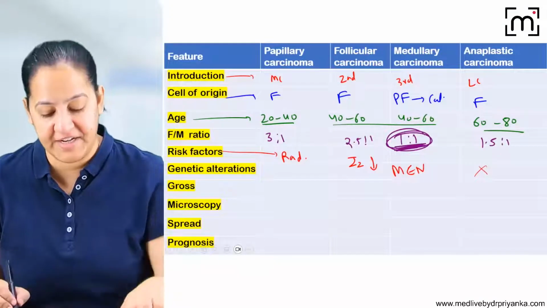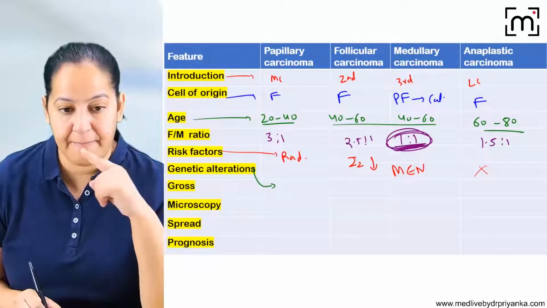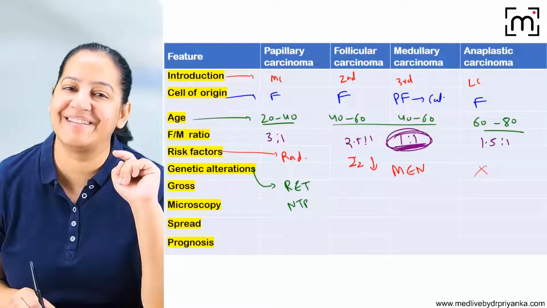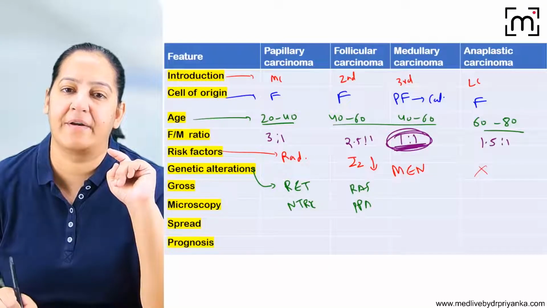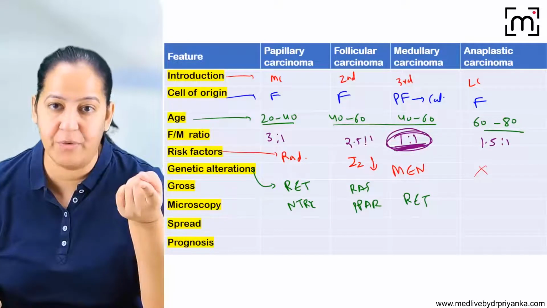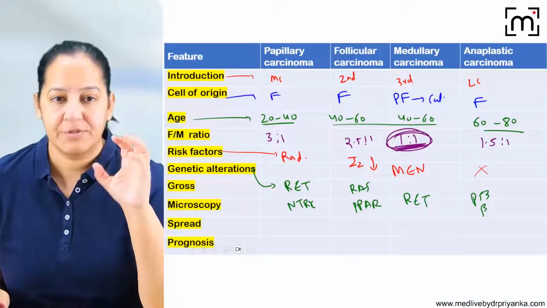Okay, now coming to the genetic mutations. Can you enumerate the genes which are mutated? In papillary, it's the RET gene and NTRK gene which are mutated. In follicular, it's the RAS and PPAR gene. In medullary, again it's the RET gene which is mutated in MEN 2A, MEN 2B. And in anaplastic, it's either P53 or the beta-catenin pathway. So you have to learn that.